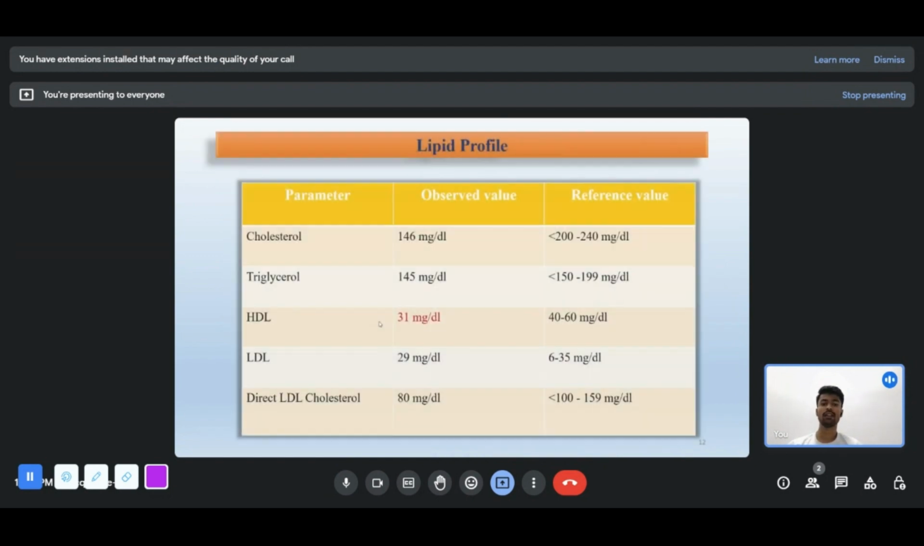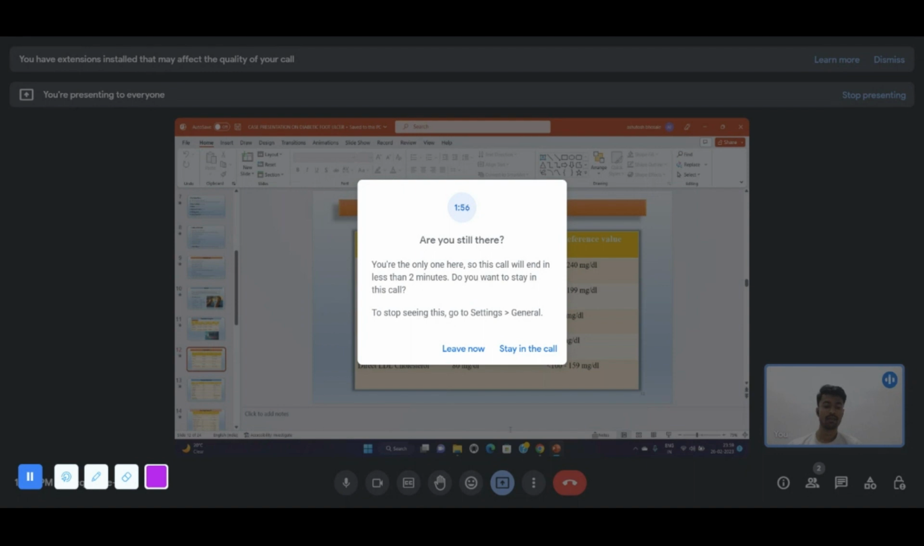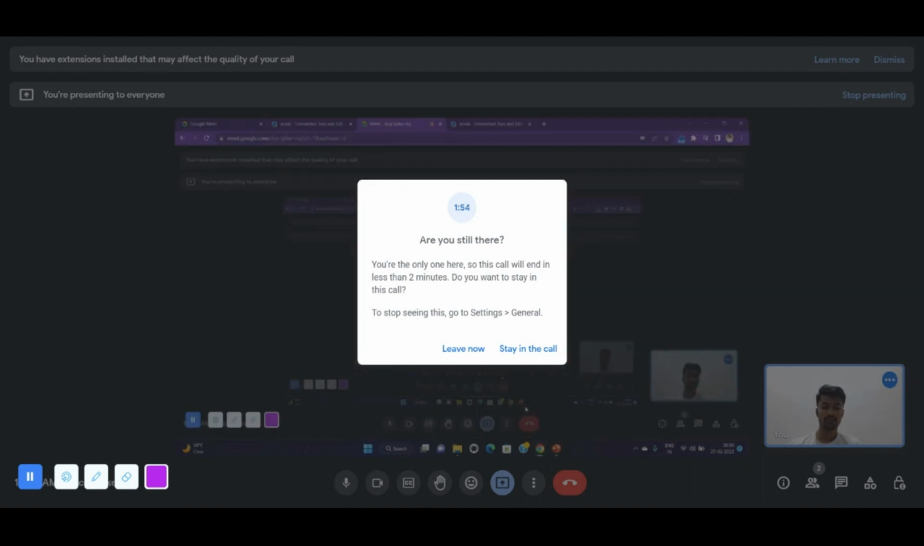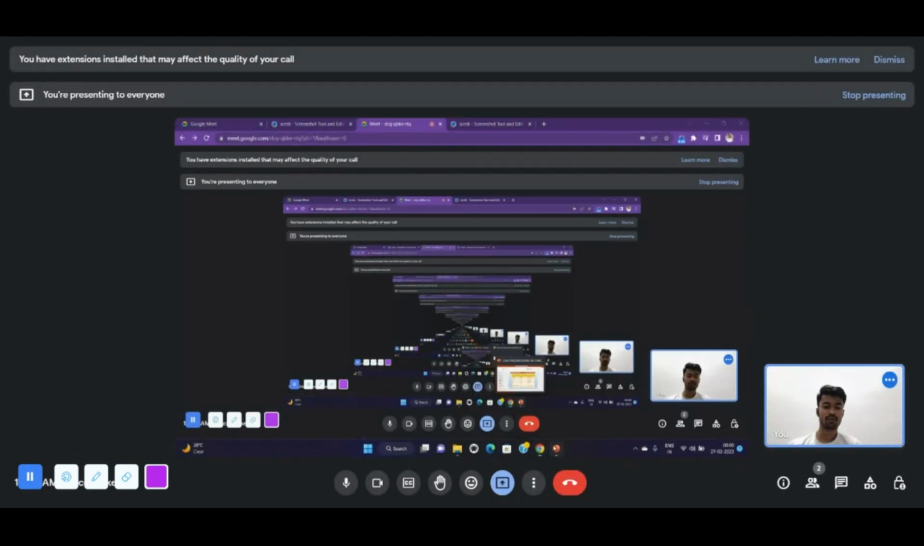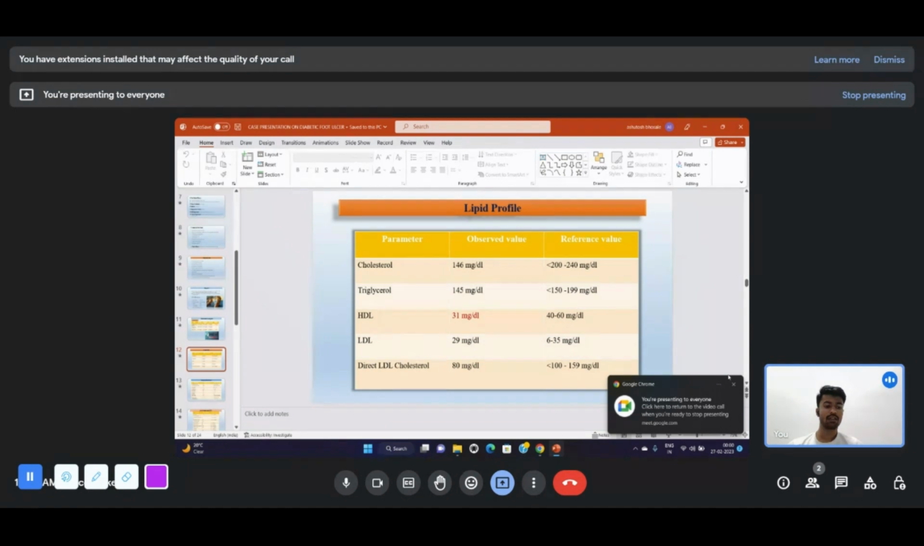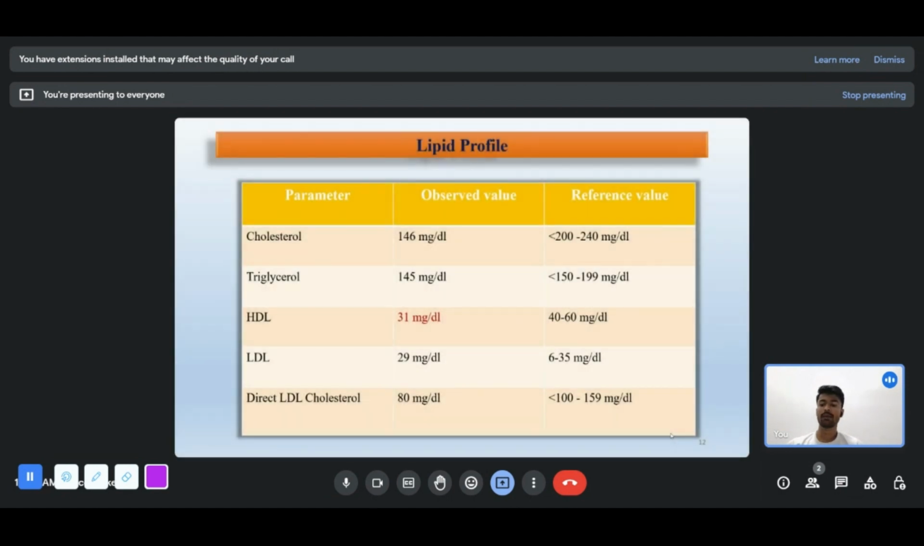Next, moving to the next slide, the doctor carried out her lipid profile test. The parameters are cholesterol, triglycerides, LDL, and direct LDL cholesterol level. All these ratios are normal, except HDL.